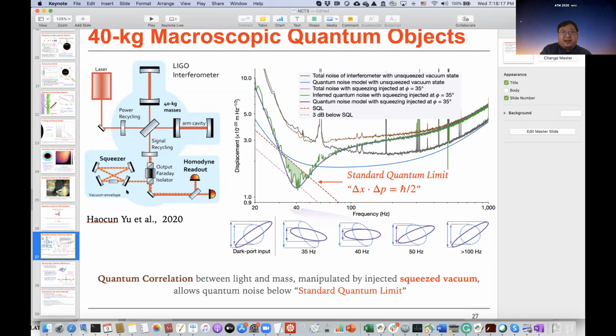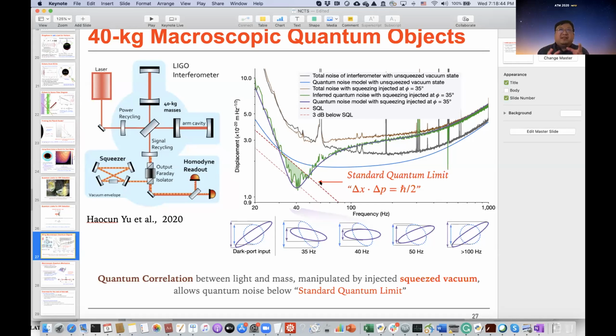And then when squeezed vacuum is injected in the appropriate way, the total noise is lowered in this region, just a tiny little bit in this region. But if you extract the quantum contribution of that, it actually corresponds to this curve. And this curve actually is quite below the blue curve. And it's also below the so-called standard quantum limit.